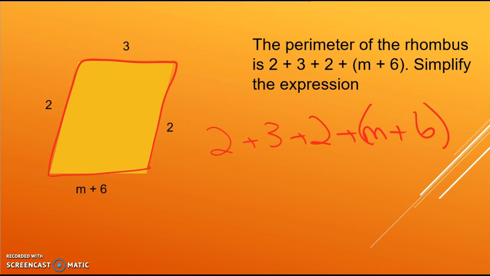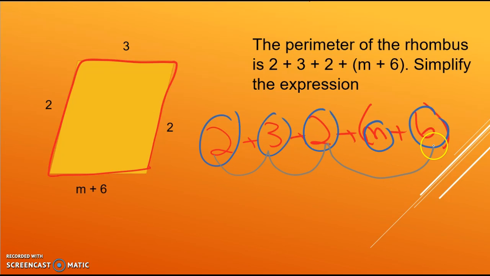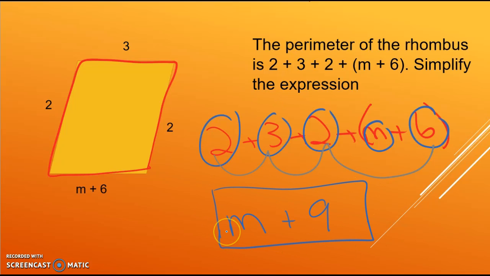So first thing I need to figure out is what can I add together. So I'm going to circle my terms, 2, 3, 2, m, and 6, and then I have to decide what I can combine. So I can combine the 2, the 3, the 2, and the 6, and the m is kind of on its own. So if I were to combine everything into a final answer, I would have m, and then 2 plus 3 is 5, minus 2 gives me 3, plus 6 gives me 9, so I have m plus 9. That would be my final answer for my simplified expression for this problem. So you would need to have that on your test.